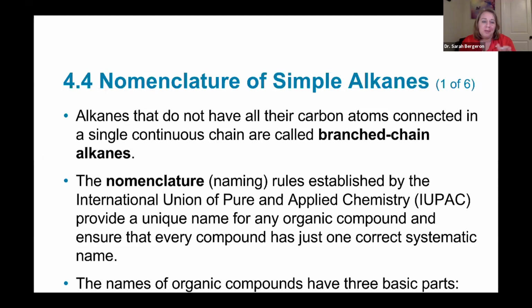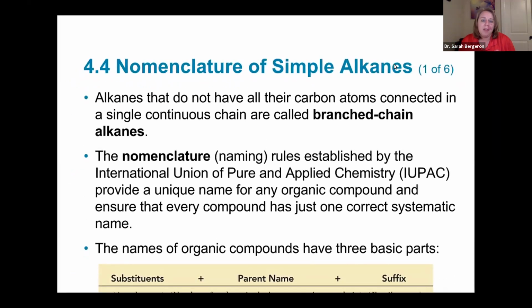Okay, so now we're on chapter 4, section 4, and we're going to talk about the nomenclature of some simple alkanes. And when we say simple, this is actually an alkane that has some stuff attached to it. So anytime you have an alkane that is more than just carbon atoms all connected together in a single continuous chain, like we've been talking about so far, we call them branched chains. So you have a main chain, and then you have stuff coming off of the main chain. And so that's a branch chain.